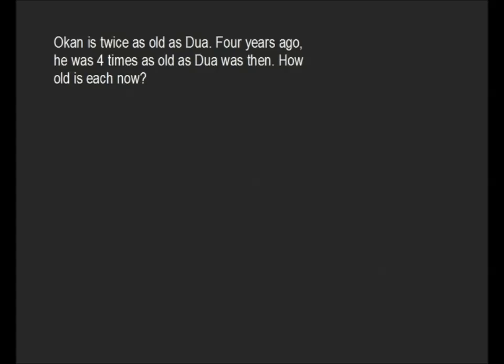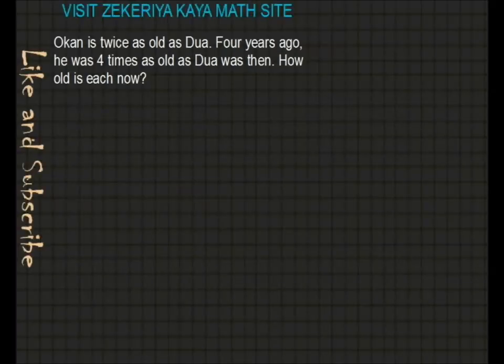Let's pause the video once. Let's continue with this one. Now, what can we do? First, we must prepare the table. There are two sentences which give us connection. The first sentence says that Okan is twice as old as Dua. This is about which time? This is about present. So there is another sentence which is about 4 years ago. 4 years ago, what was the idea? He was 4 times as old as Dua was then.